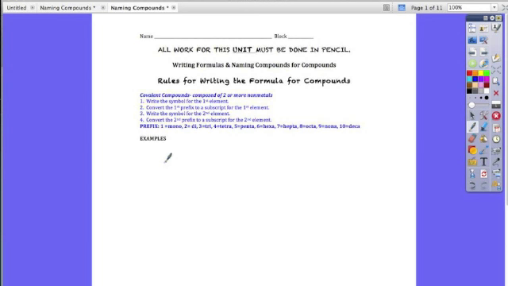So those are your examples that will help you in writing the formulas for covalent compounds. You will get additional practice with writing the formula for covalent compounds.